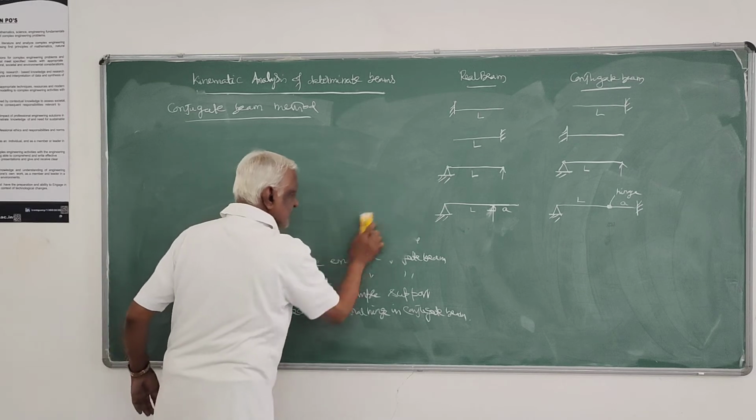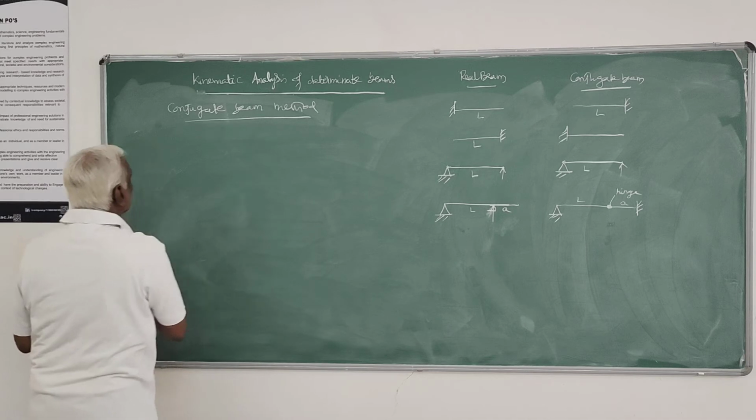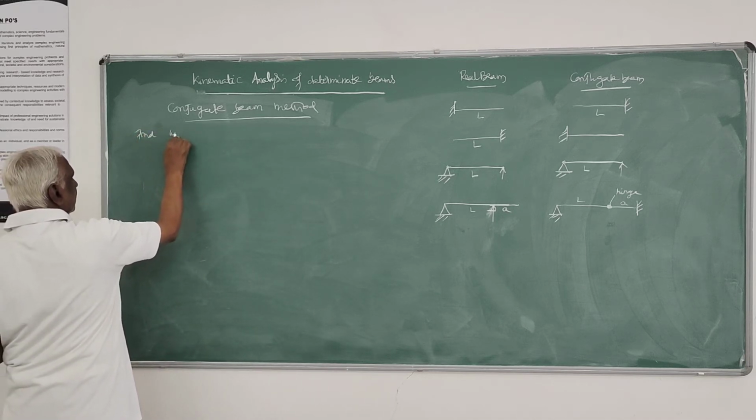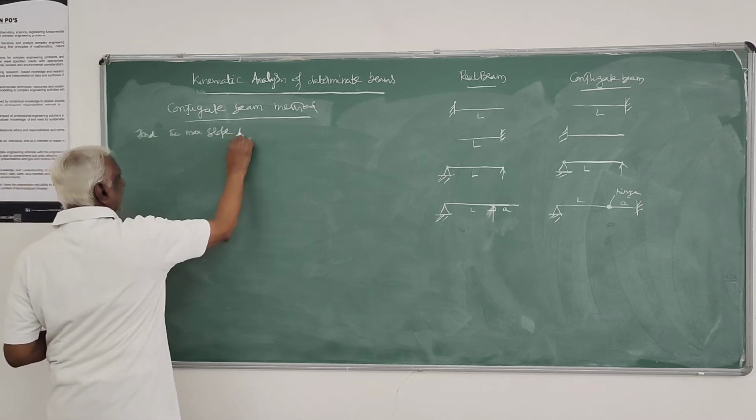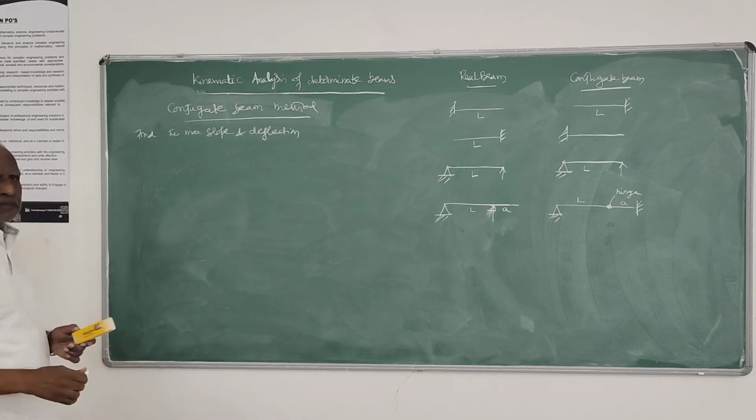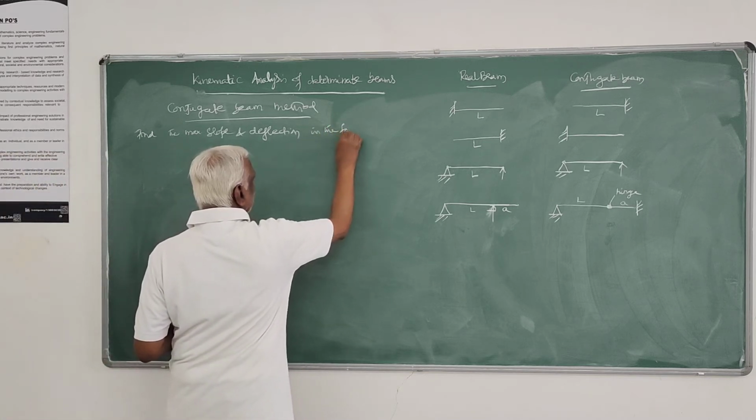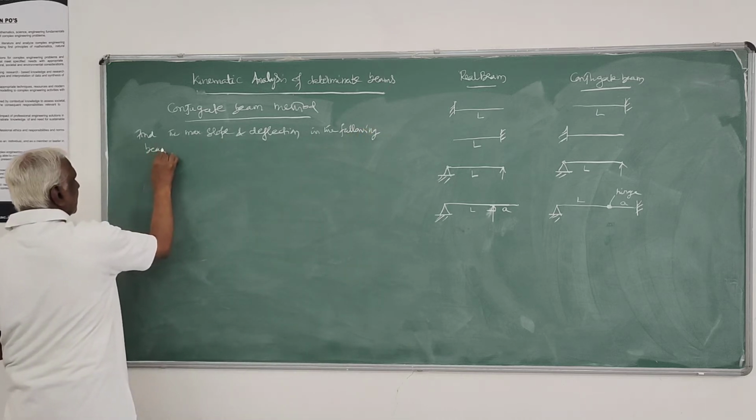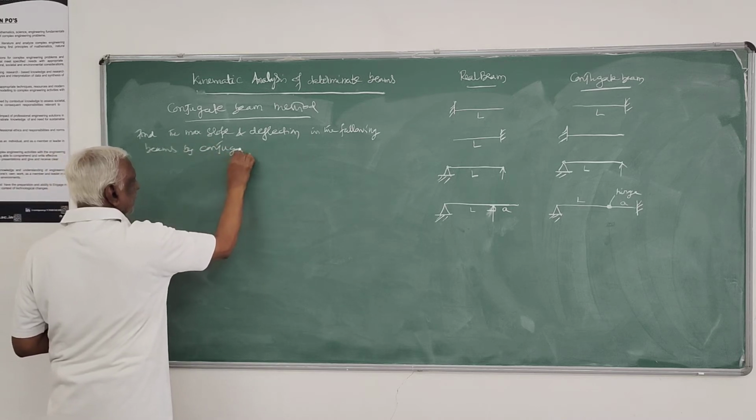Here, the remaining things you can just work in the tutorial class. So we can say: find the maximum slope and deflection. Find the maximum slope and deflection in the following beams by conjugate beam method.